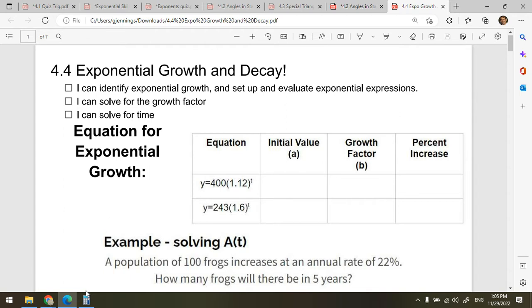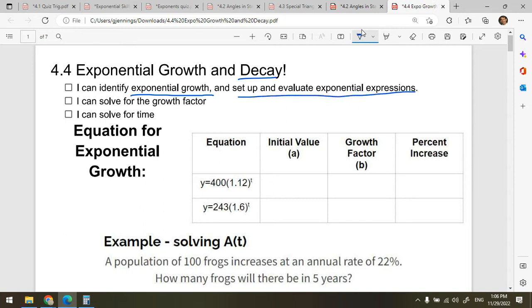Fantastic. So, our goals today are to be able to identify situations that involve exponential growth and exponential decay and set up and evaluate exponential expressions. We also want to be able to solve for the growth factor and solve for time.